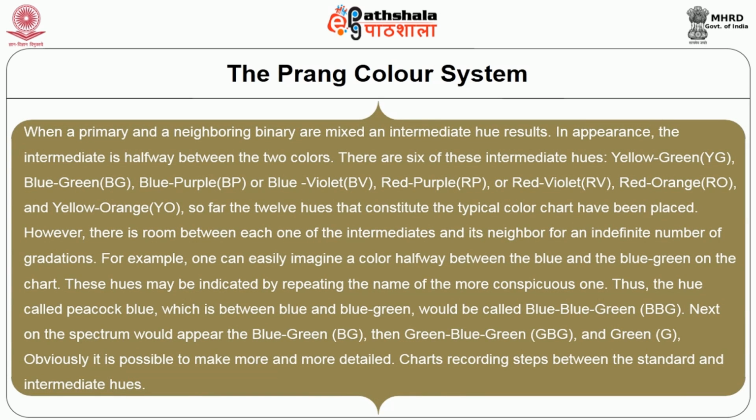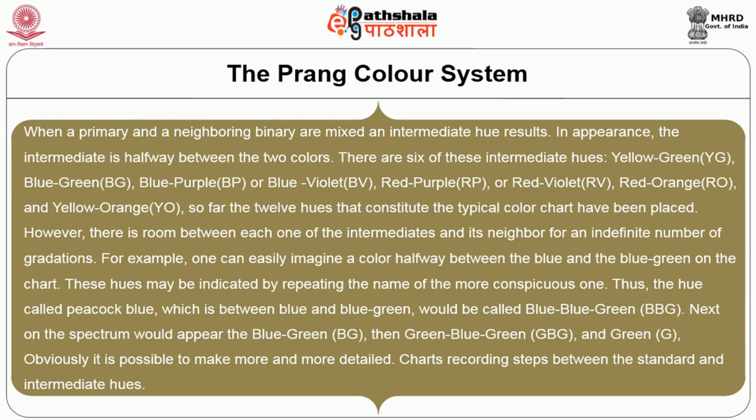When a primary and a neighboring binary are mixed, an intermediate hue results. In appearance, the intermediate is halfway between the 2 colors. There are 6 of these intermediate hues: yellow green, blue green, blue violet, red violet, red orange and yellow orange.